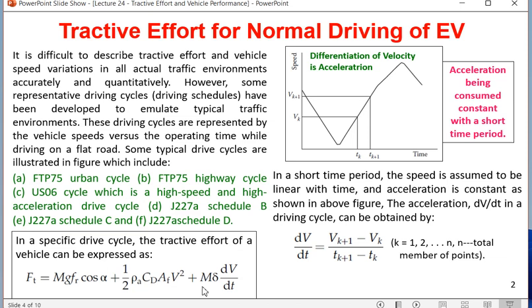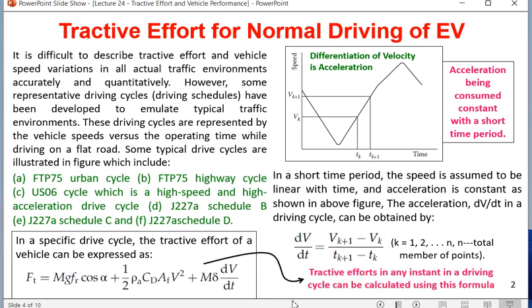Okay, and the total overall force is the tractive force generated. From there, this m delta dv/dt is the overall force generated, and if you subtract the losses from this, you are getting the actual tractive force. So this formula is used throughout the driving cycle to find out how much tractive force is generated at any instant. So it is said that this is the tractive effort at any instant in a driving cycle. It can be calculated using this formula.